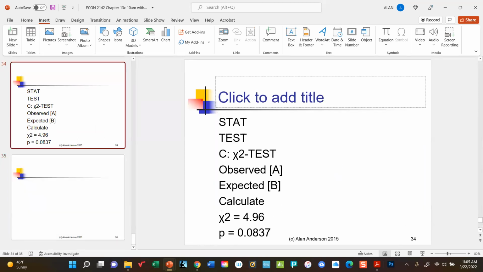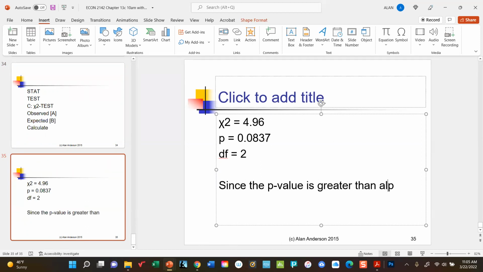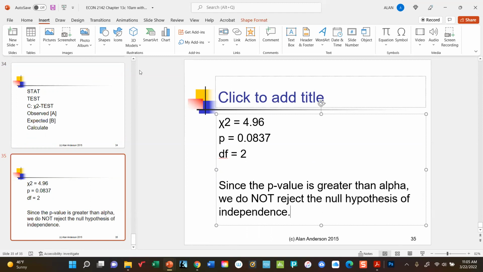Actually, let me do this. The most important thing is that since the p-value is greater than alpha, do not reject the null hypothesis of independence. So in other words, the flavor choices are independent of gender.